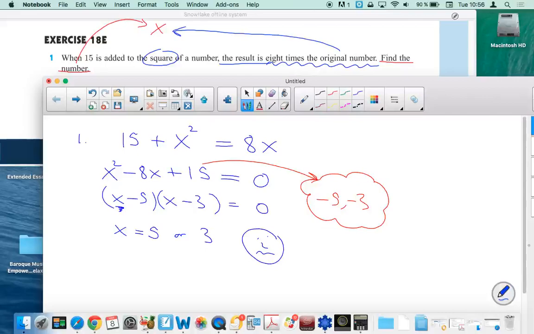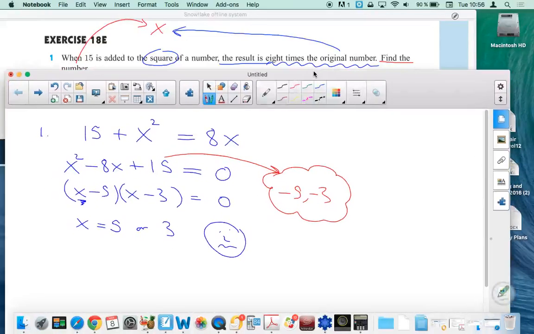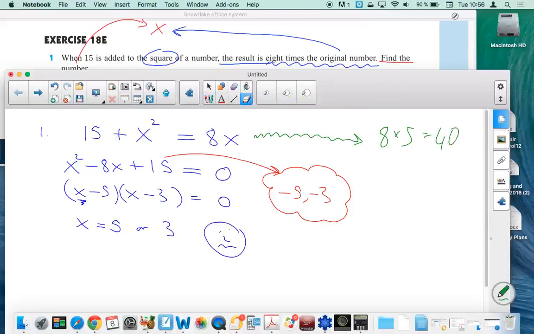Well, if I take these ones, they should fit into the original problem. So let's just think of it. What I'm going to do is take this part here over to this side. 8 times the original number. So let's say the number was 5. That gives me 40. Now that's supposed to be the same as 15 plus the number squared. So that's 15 plus 5 squared, and that actually does give you 40. So there I've actually checked it, and you can see that this number does actually fit the description.